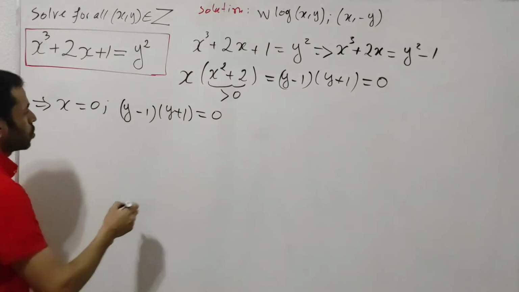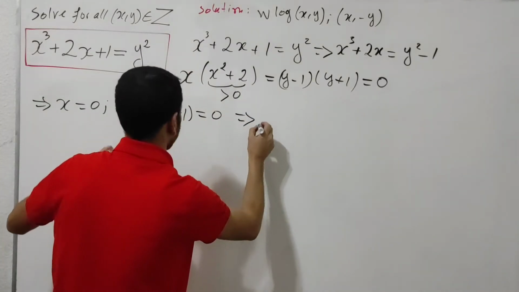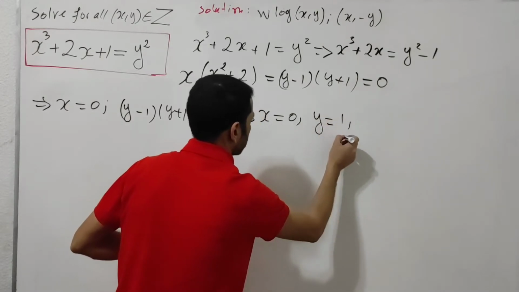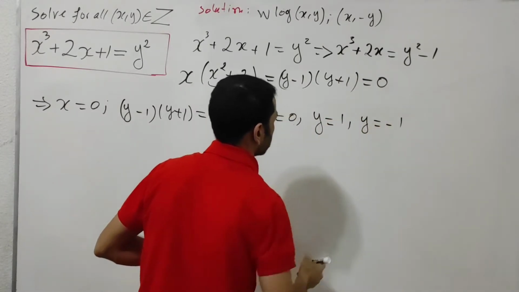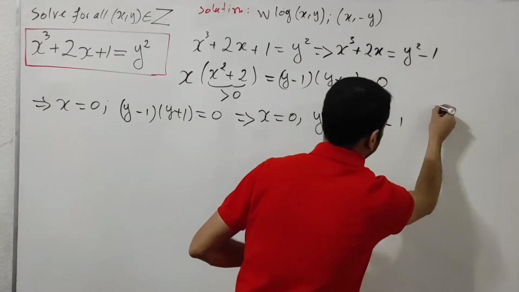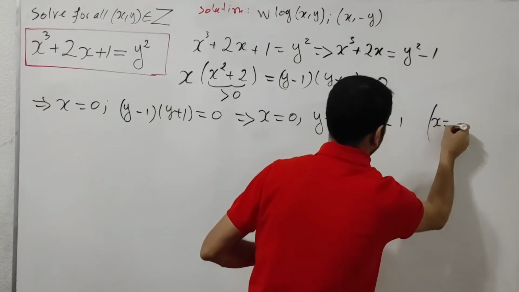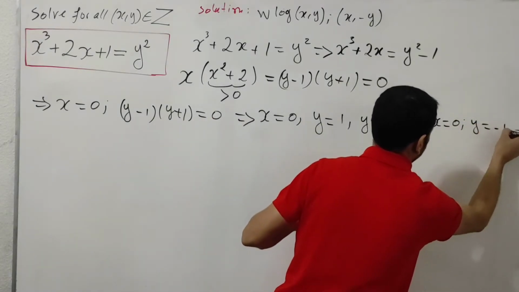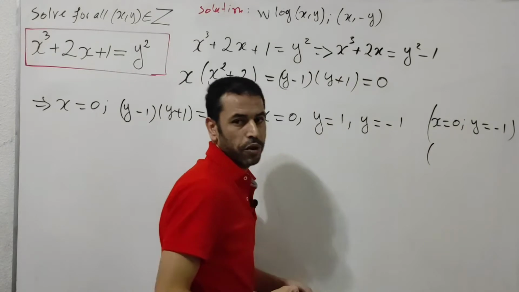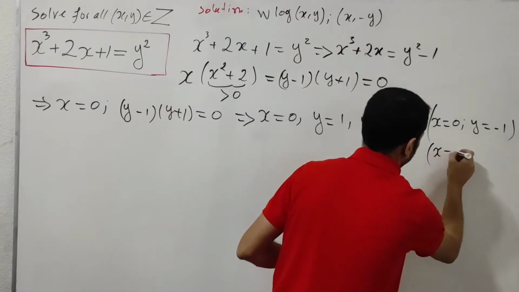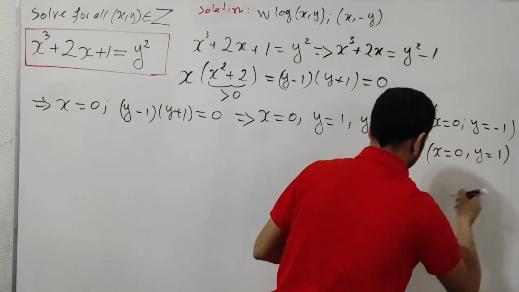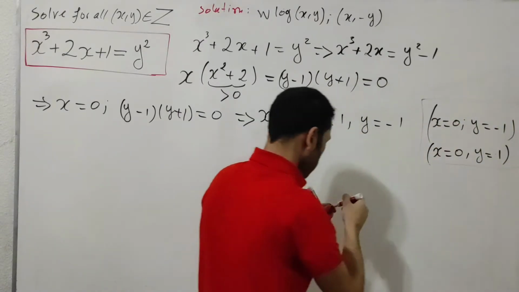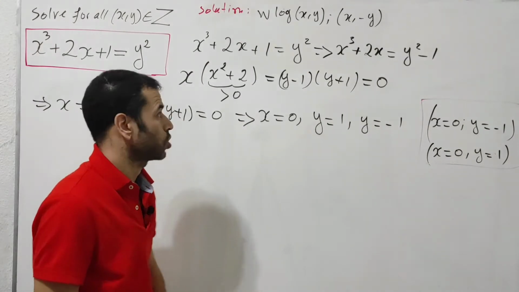So I will have the following solutions. I have x equals 0, and y equals 1, or y equals minus 1. So x equals 0 is a solution, with y equals minus 1 as a solution. I will have another pair of the solution, where x equals 0 and y equals 1. So here are the first solutions. Now I'm going to look for other solutions.